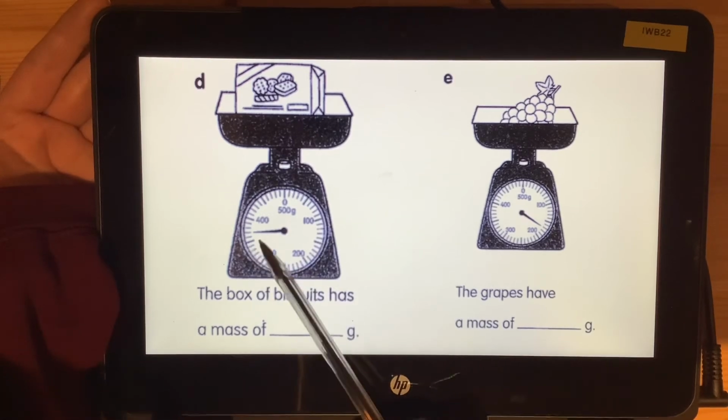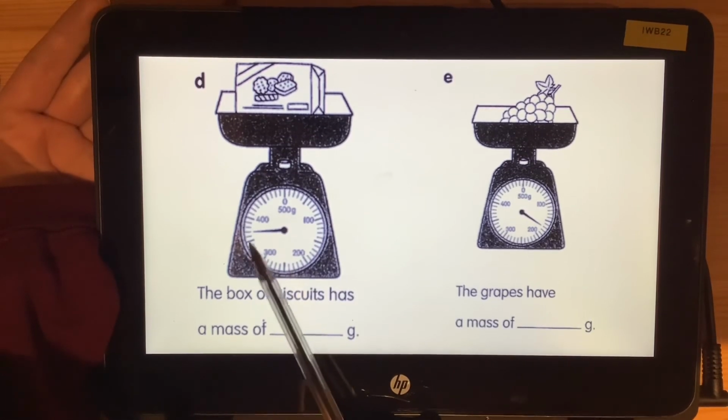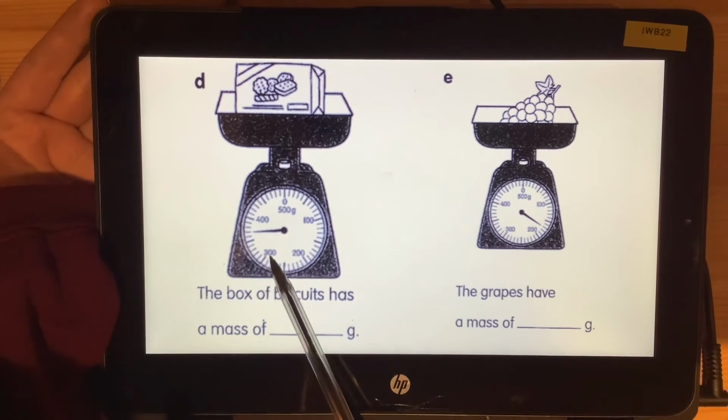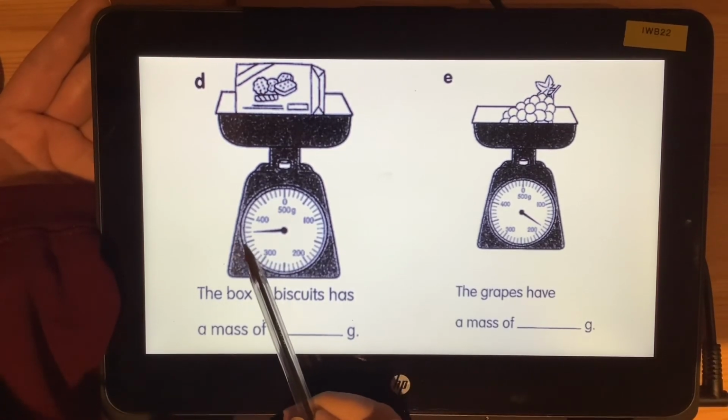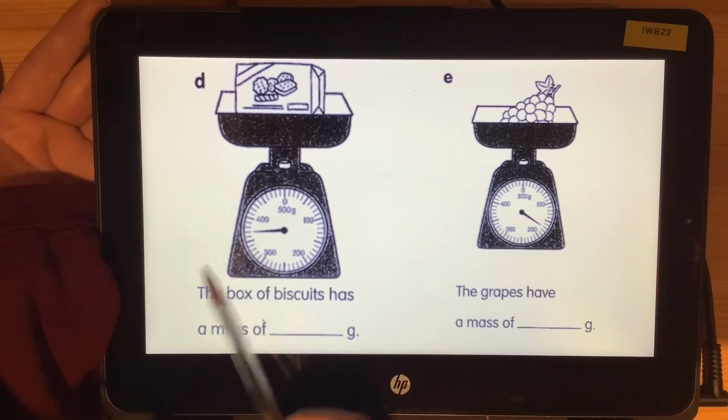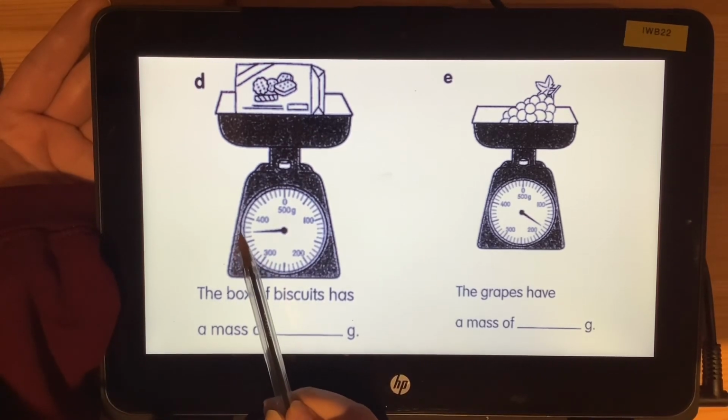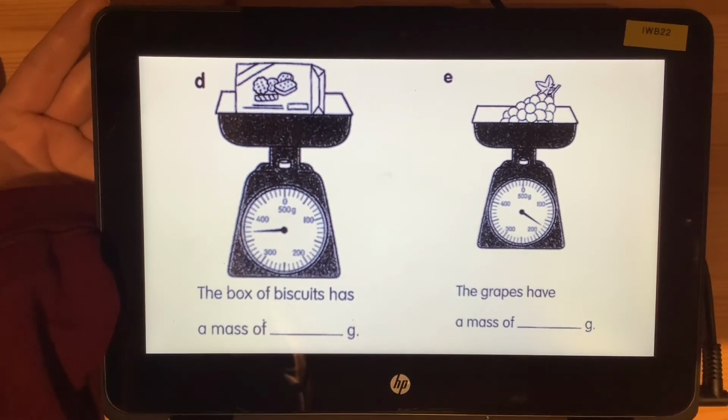If we look at this scale, this marker here is slightly darker because it's halfway between 300 and 400. That's really helpful because that means that mark there is 350, 60, 70. So I know that my needle there is pointing to 370.